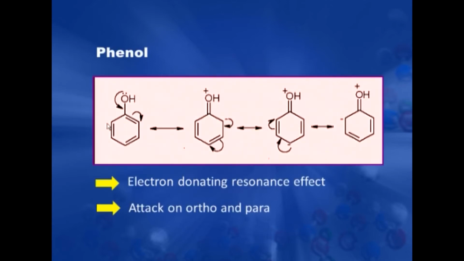Similar is the case of phenol, where OH is attached to the benzene ring. Again, oxygen is having a lone pair of electrons which can be donated to the benzene ring, due to which negative charge comes on ortho and para positions. So, that is why this is also an electron donating resonating effect, and attack will take place on ortho and para, similar to the aniline case.